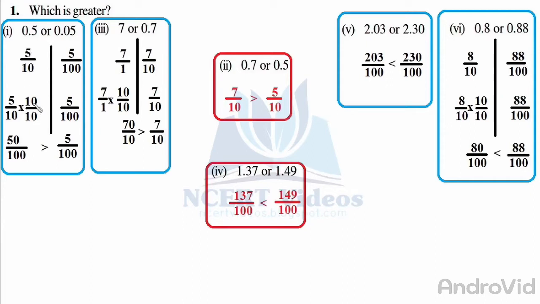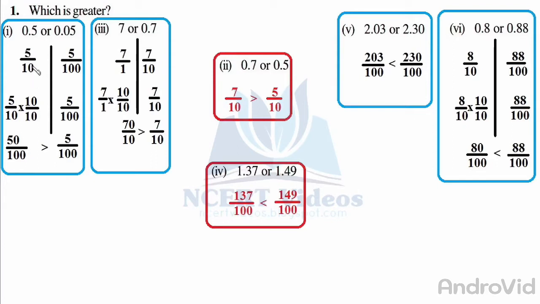By the fraction not changing its value, we mean that if we cancel it, we can get back 5 over 10. If we only multiply the denominator with 10, not the numerator, then it will come out to be 5 over 100, which will change its original value of 5 over 10. So this is the whole concept.